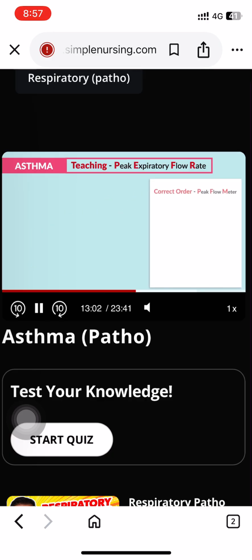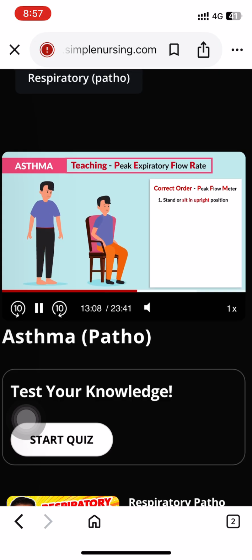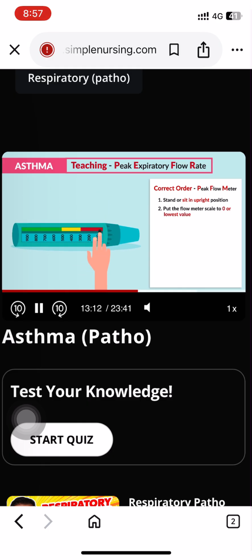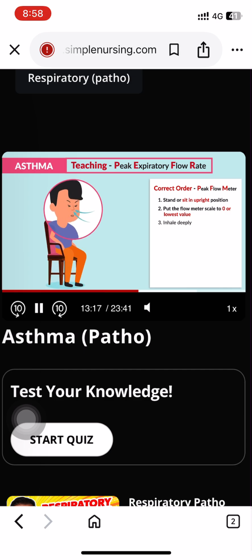Now, switching gears to the correct order of how to use a peak flow meter. Number 1, we stand or sit in upright position. Number 2, put the flow meter scale to 0 or the lowest value. Number 3, you inhale deeply and then put the mouthpiece in the mouth and create a seal with the lips.